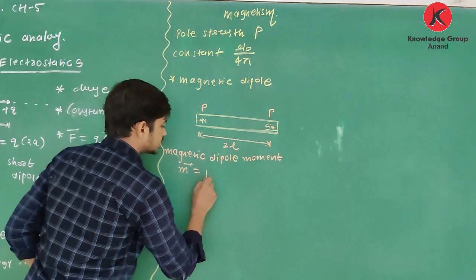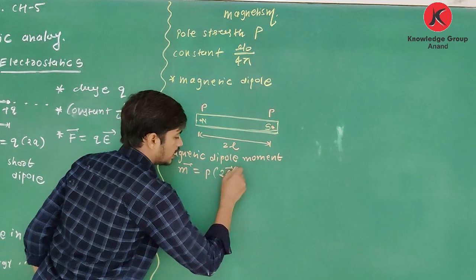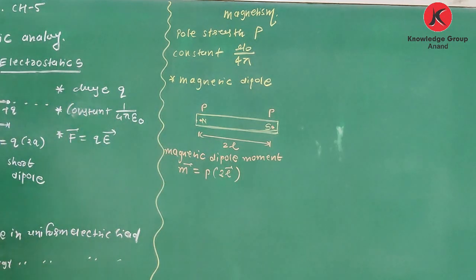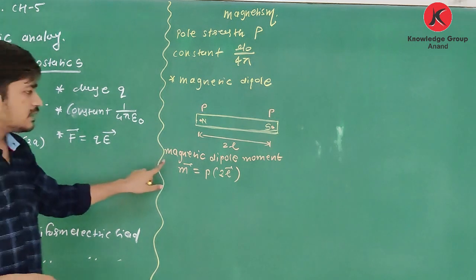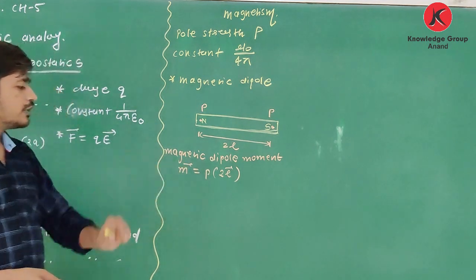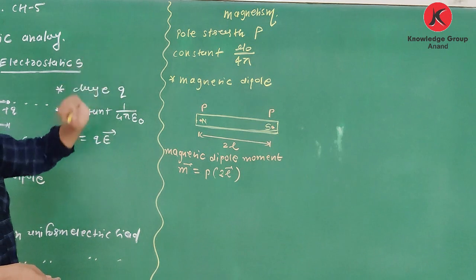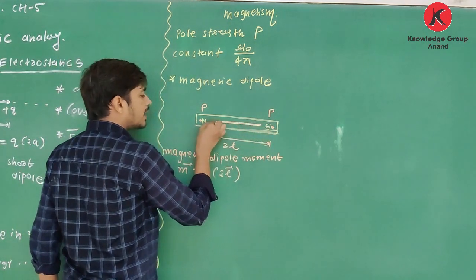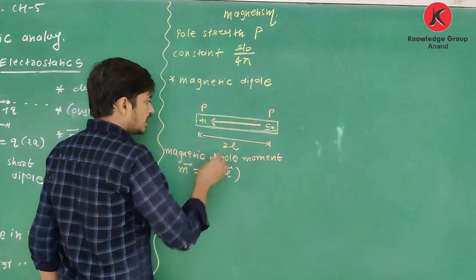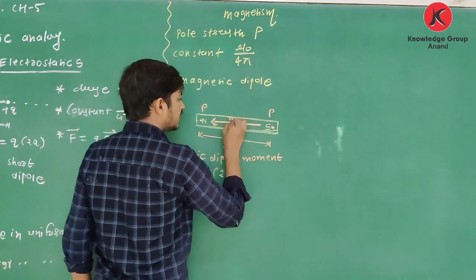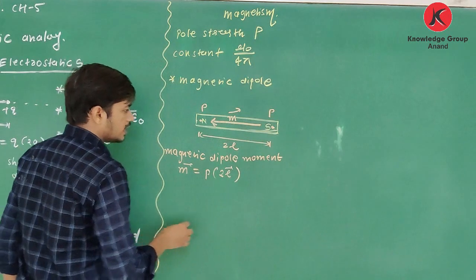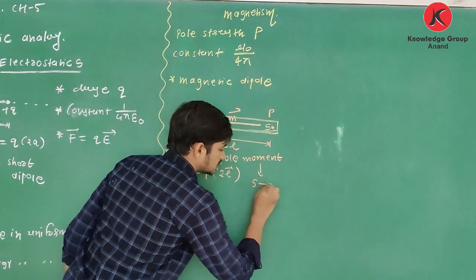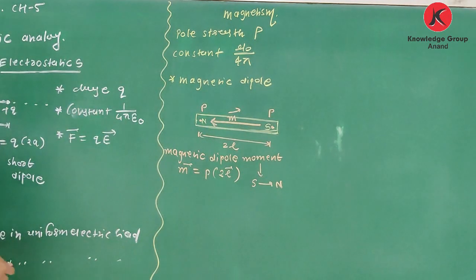So yes, electric dipole moment P is equal to Q into 2A. Here, magnetic dipole moment M is equal to P into 2L, where P is pole strength. Also, the direction of magnetic moment inside the magnet is from south to north. Clear about this?